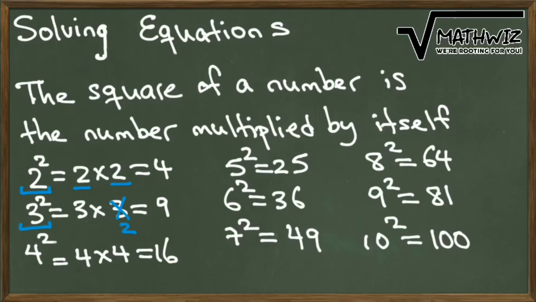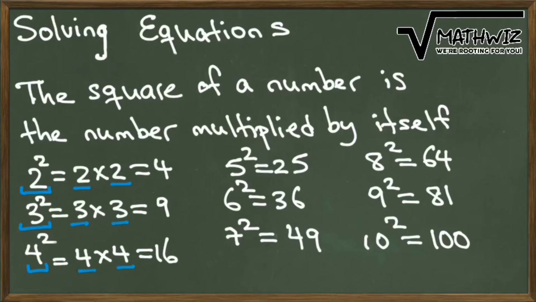The common mistake is that, for example, when students see 3 squared, they instead say 3 times 2, however, that is incorrect, right? It is the number multiplied by itself. So 3 squared is 3 times 3, which is 9. 4 squared is not 4 times 2, it is 4 times 4, which is 16.